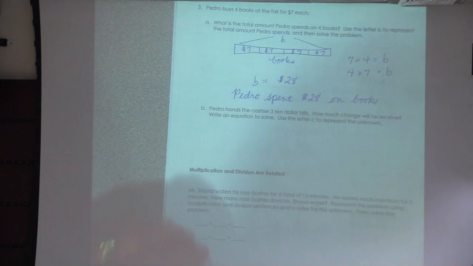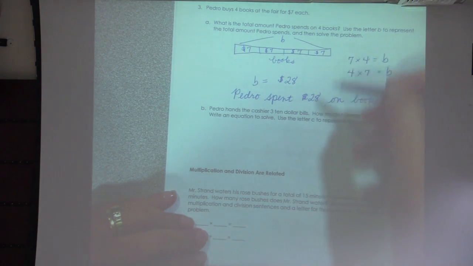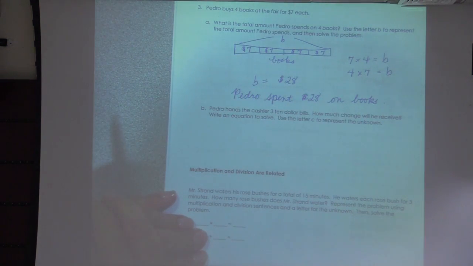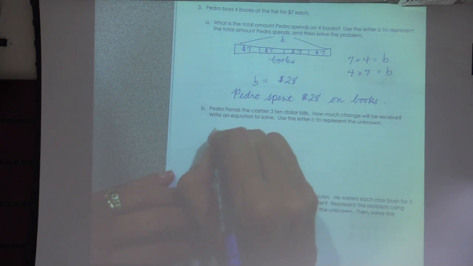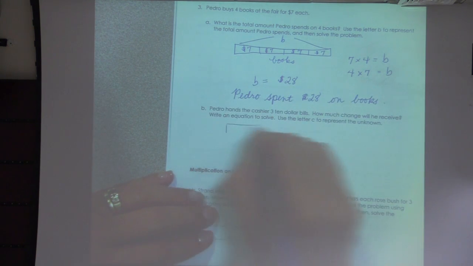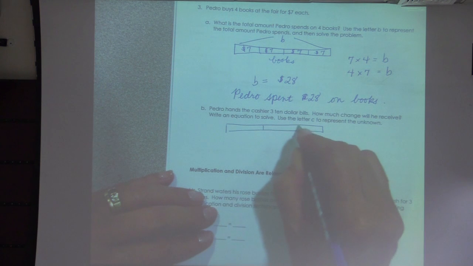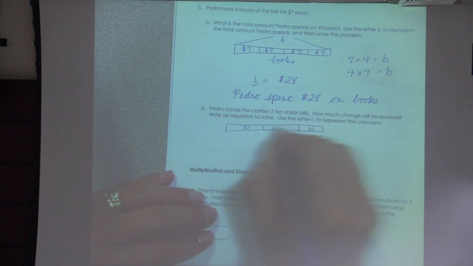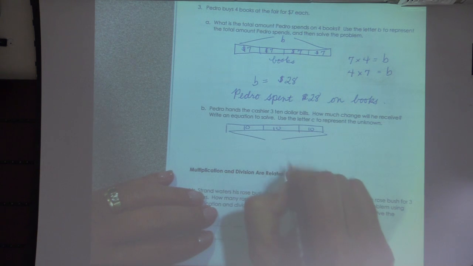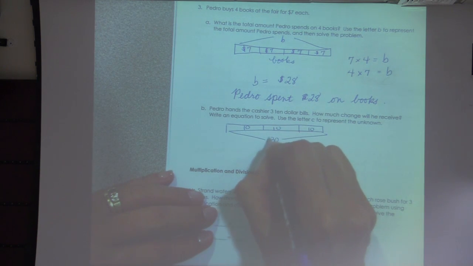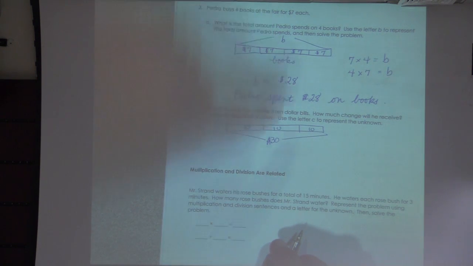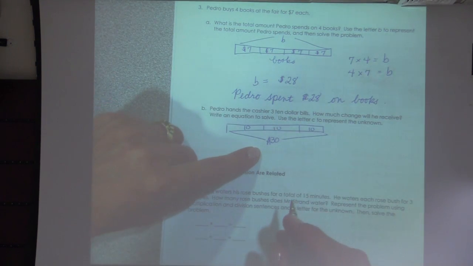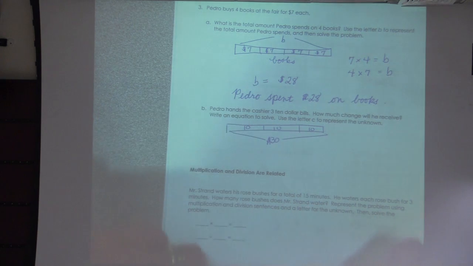So Pedro hands the cashier 3 $10 bills. How much change will he receive? We are talking about the question right before. This is a story. Write an equation to solve. Use the letter C to represent the unknown. So we know the books were $28. I'm not sure whether I would need to see this or not. In this case, so this is 30. Now, do you notice I wrote the question above it and then I wrote it below it? That was simply because of how I drew my picture. They're still part whole representations.